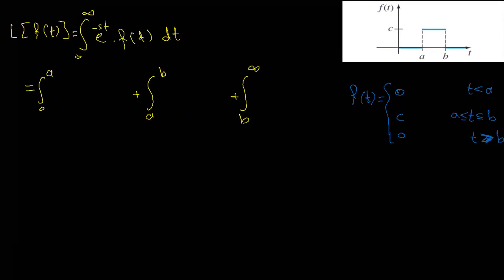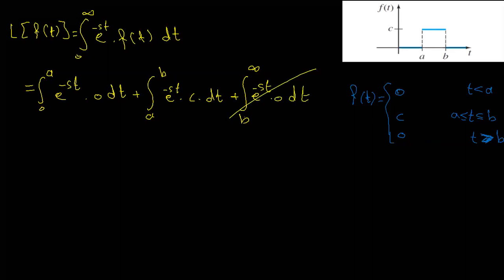From 0 to a, I have e to the negative st times the function. What is your function from 0 to a? 0, so 0 dt. Plus from a to b, you have the exponential times the function. What is your function from a to b? C, so C dt. Last one, e to the negative st, and from b to infinity, you have the value of the function to be 0 dt.